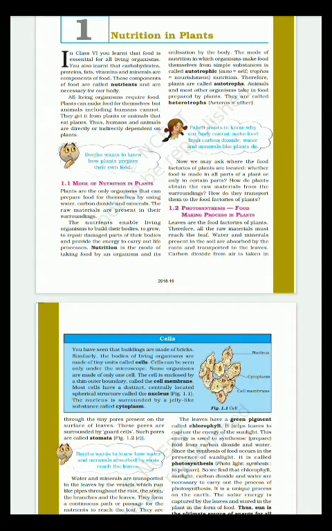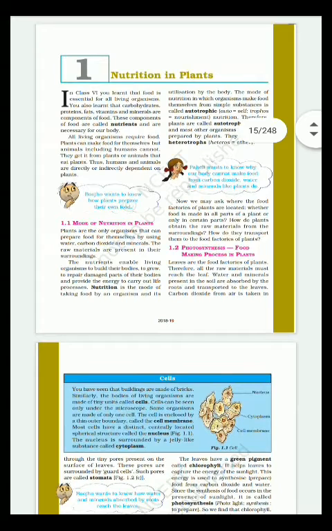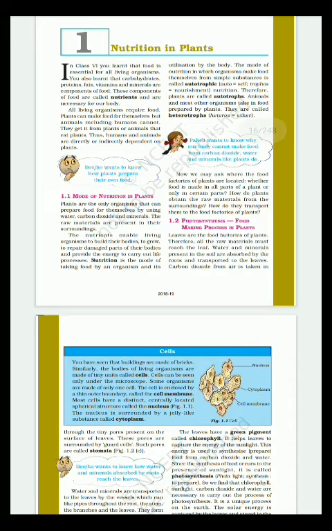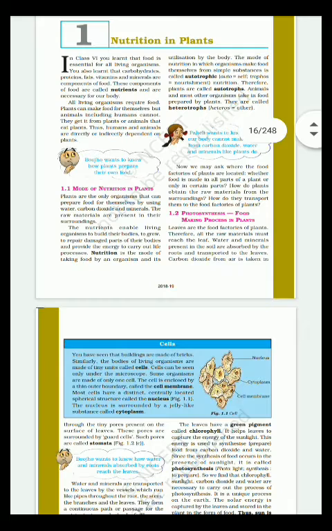Nutrition is the mode of taking food by an organism and its utilization by the body. The mode of nutrition in which organisms make food themselves from simple substances is called autotrophic. Auto means self, trophos means nourishment. So, autotrophic is preparing or making food from simple substances by themselves. And plants are called autotrophs.